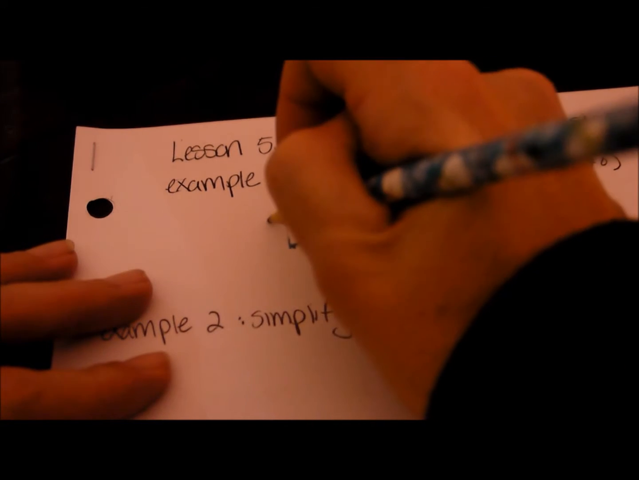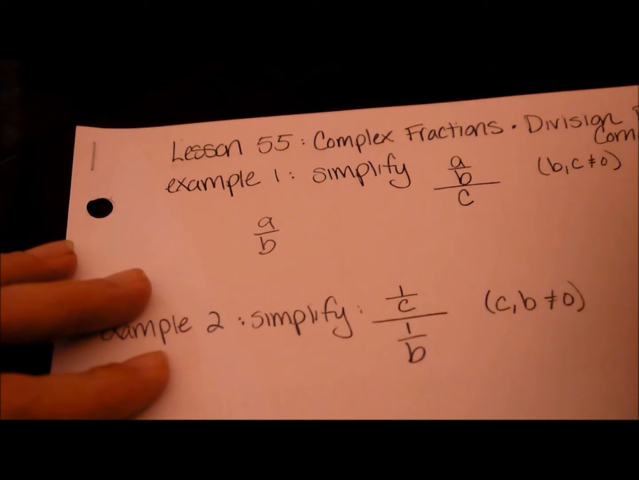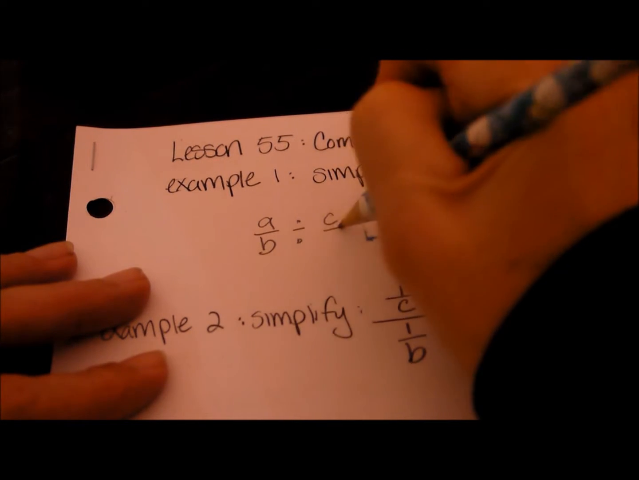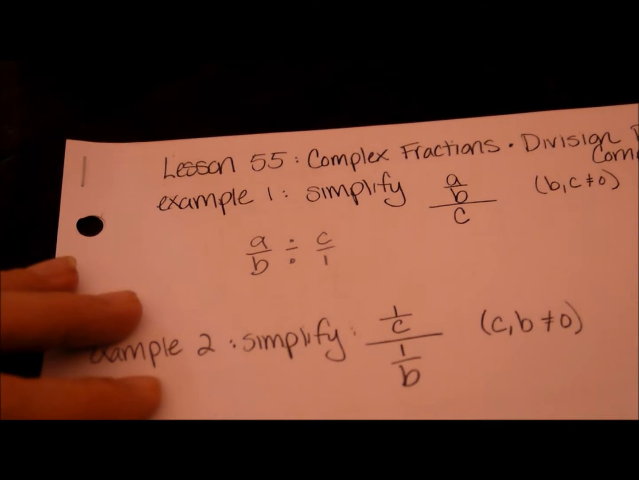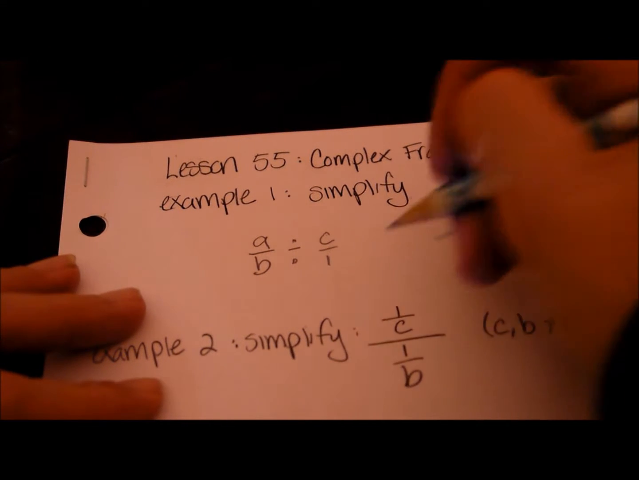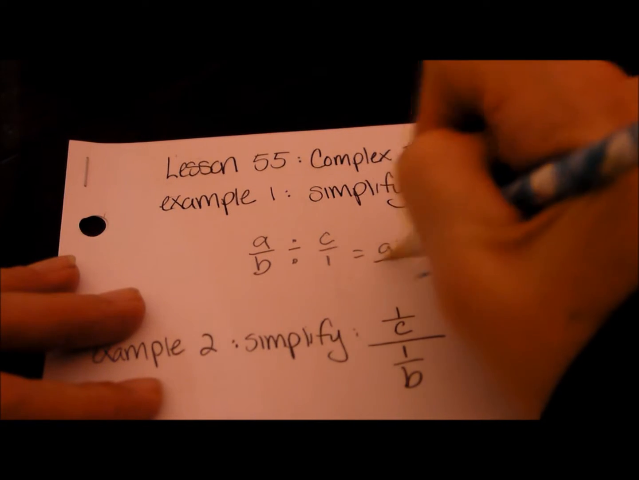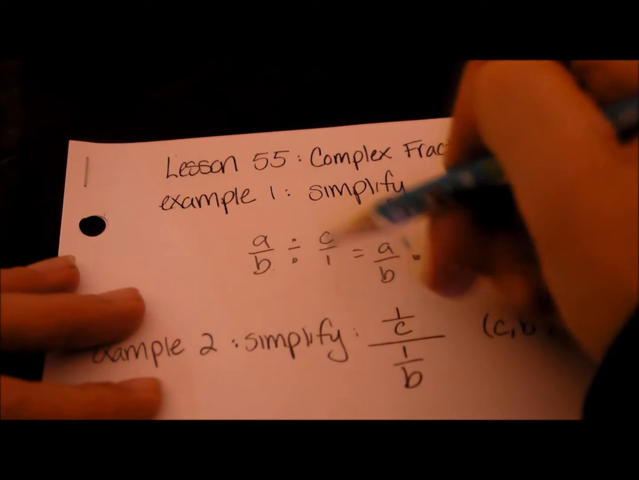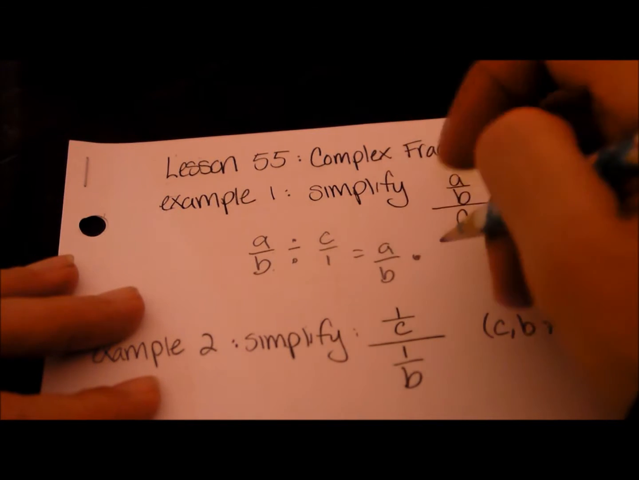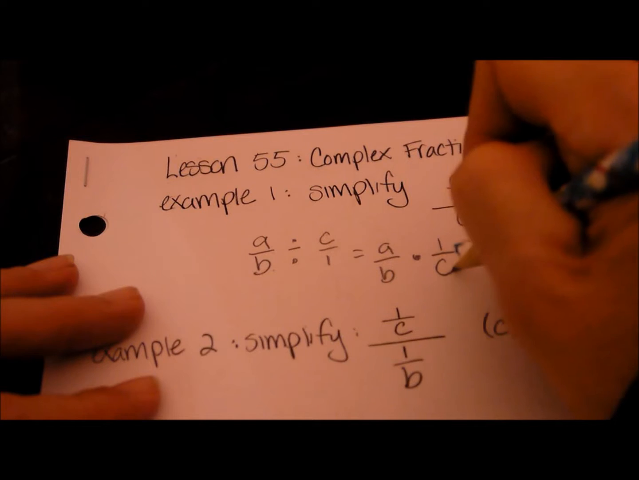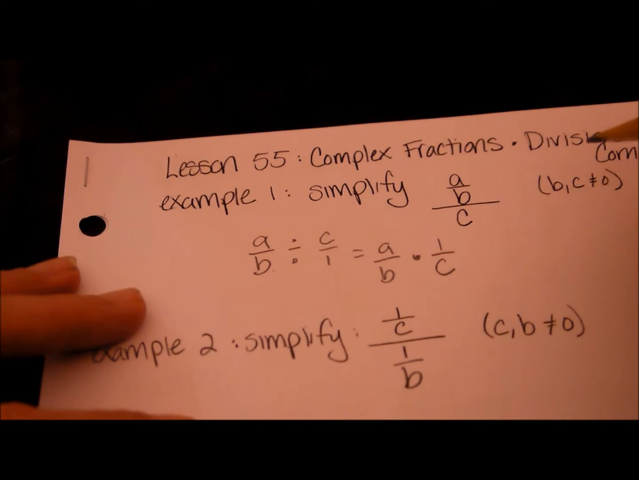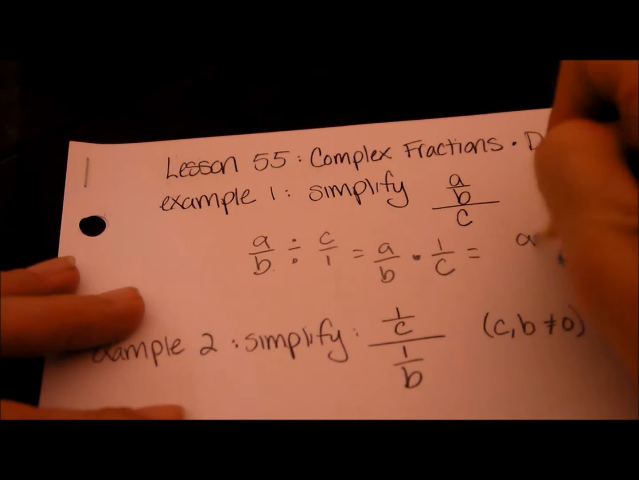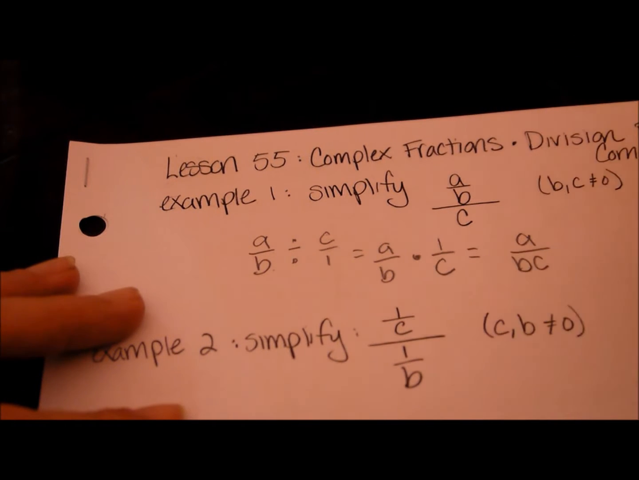Okay, so what we're doing is A over B divided by basically C over 1, right guys? But when we divide fractions, we change it to a multiplication problem. Remember, we don't do anything to the first fraction, that always stays the same. And we invert the other fraction, or get its reciprocal. So when we are all done, we're going to end up with A over BC.